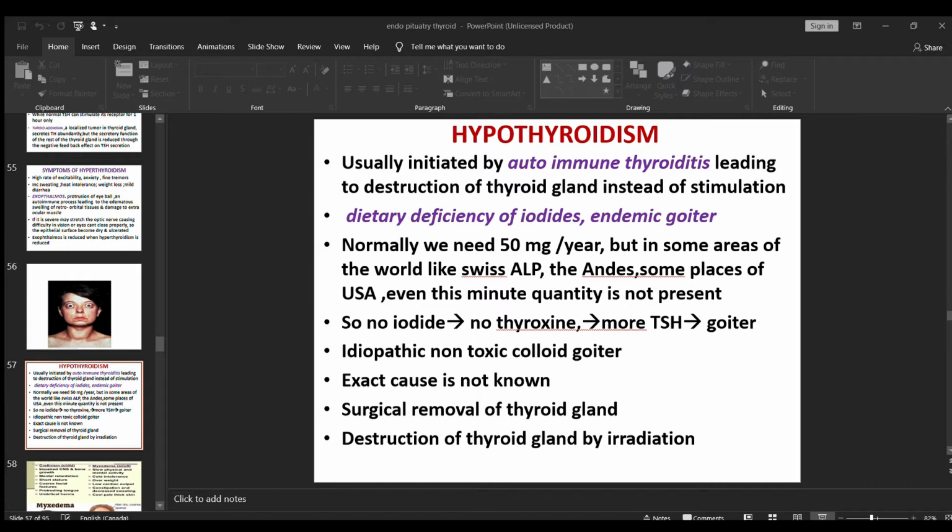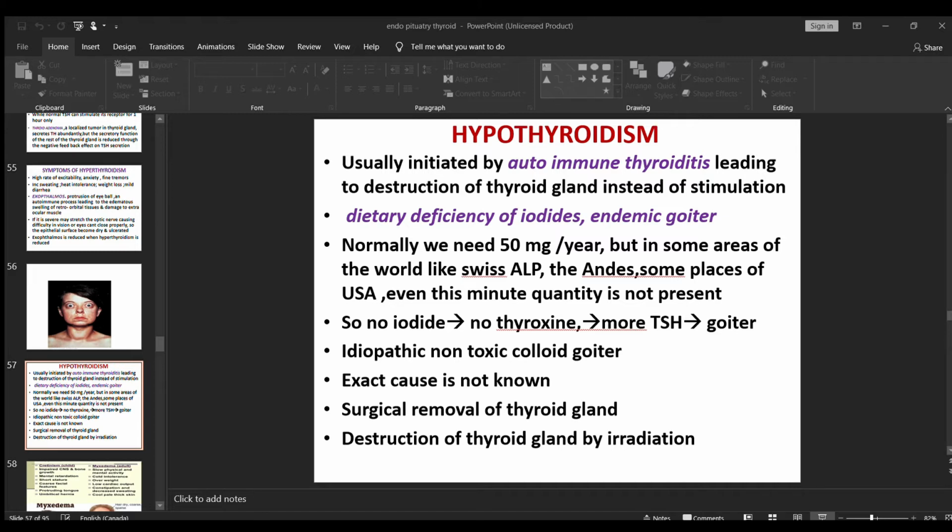It may be due to the dietary deficiency of iodides, which is known as endemic goiter. Normally we need only a very small amount, that is 50 milligrams per year of iodine, but in some areas of the world like the Swiss Alps, these are the mountains present in Switzerland, and the Andes, and some places of the Andes, there are again mountains present in the USA, and in some areas even this minute quantity is not present. So no iodine, no thyroxine. This will lead to more thyroid stimulating hormone, and ultimately it will develop the goiter.